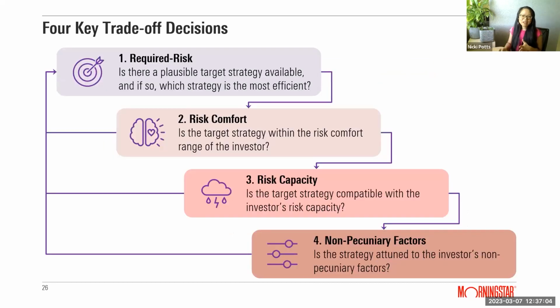So in summary, when it comes to balancing the investor's profile, start with a strategy that meets the investor's financial goals first. Then adjust for comfort and capacity if required, before fine-tuning to non-pecuniary preferences as a final consideration.